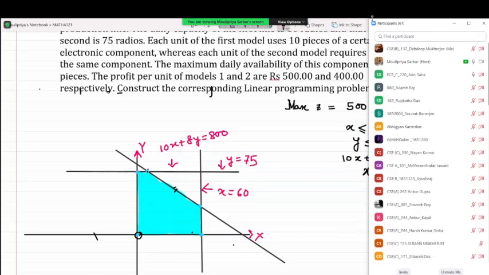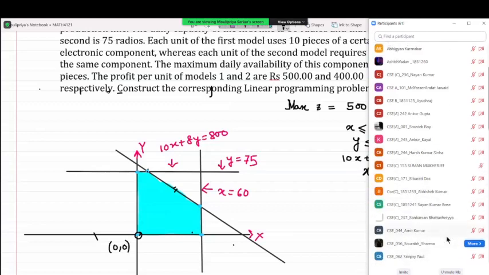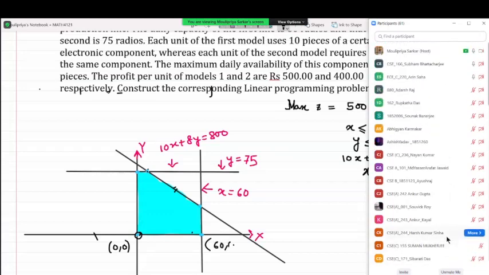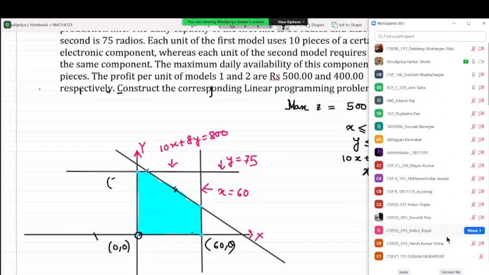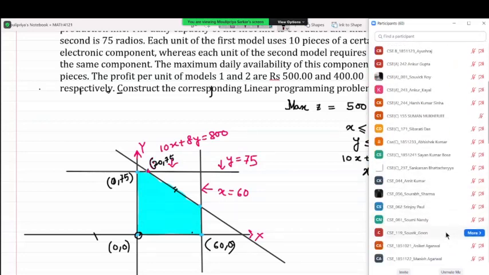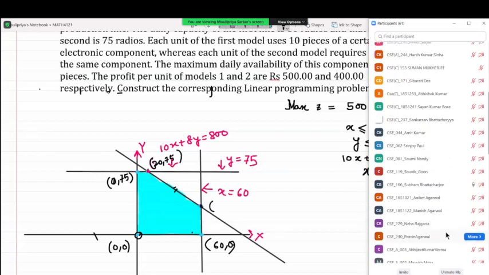So what are the endpoints? This is (0, 0). There's no point checking at (0, 0). What about (0, 75)? (60, 0). This is (0, 0), (0, 75). Then what about this point? (20, 75). And this one would be (60, 25).